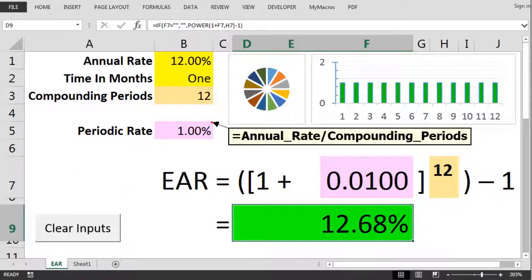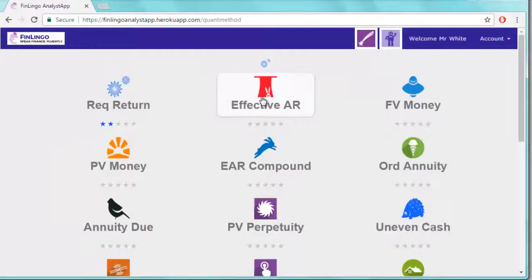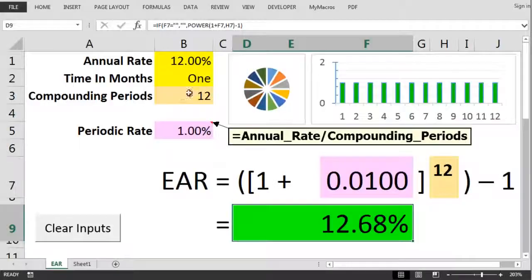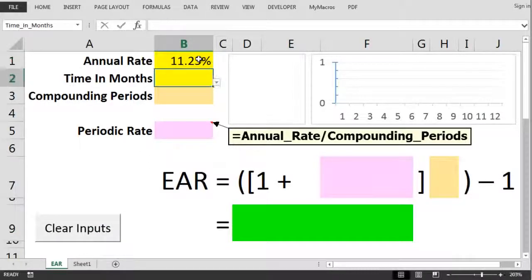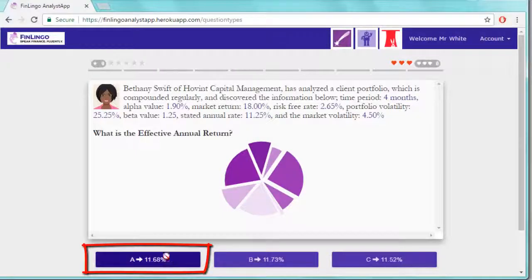So that's it for how to calculate an effective annual rate. Let's do an example then on Finlingo.com. First, select all the valid information. Ignore anything trying to catch you out. Calculate the answer accurately with the equation, making sure you get the right number of months. Now we go back to Finlingo and pick out the right answer.